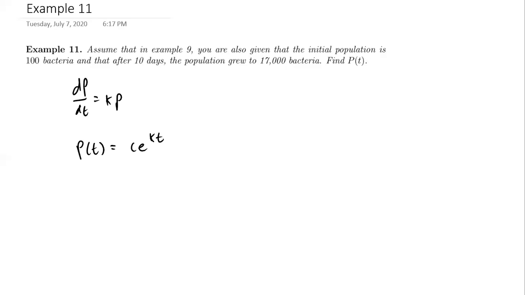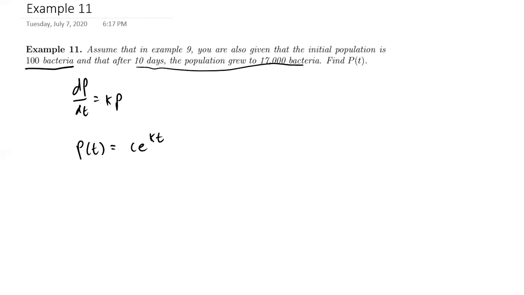Okay. So now let's see what this problem is asking. Assume that in example 9, you're also given that the initial population is 100 bacteria. So we're given an initial condition. The initial population is 100 bacteria, and after 10 days, the population grew to 17,000 bacteria. So we're given 2 extra pieces of information. We want to find P of t that satisfies these conditions. Usually, initial conditions are ones where t equals 0.